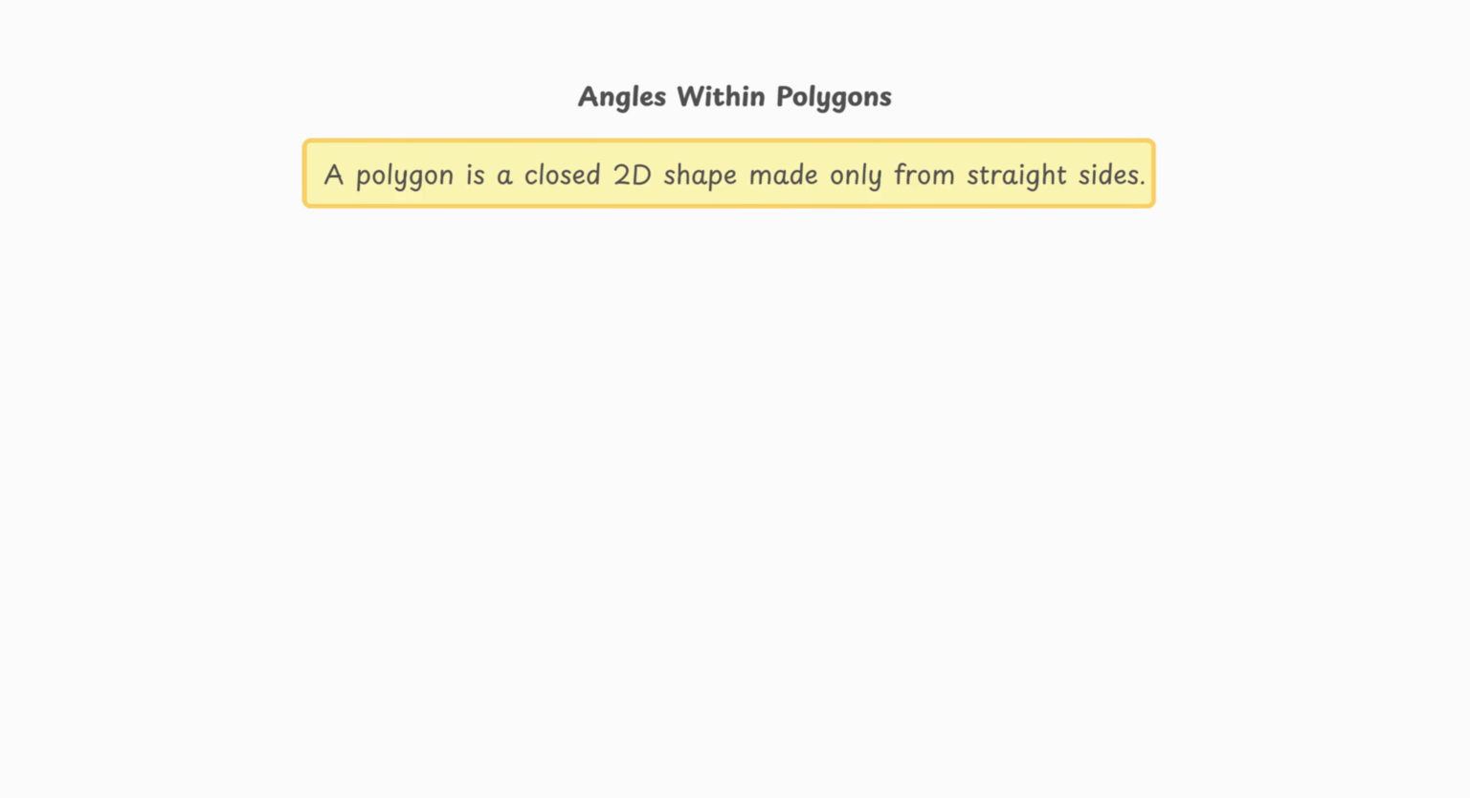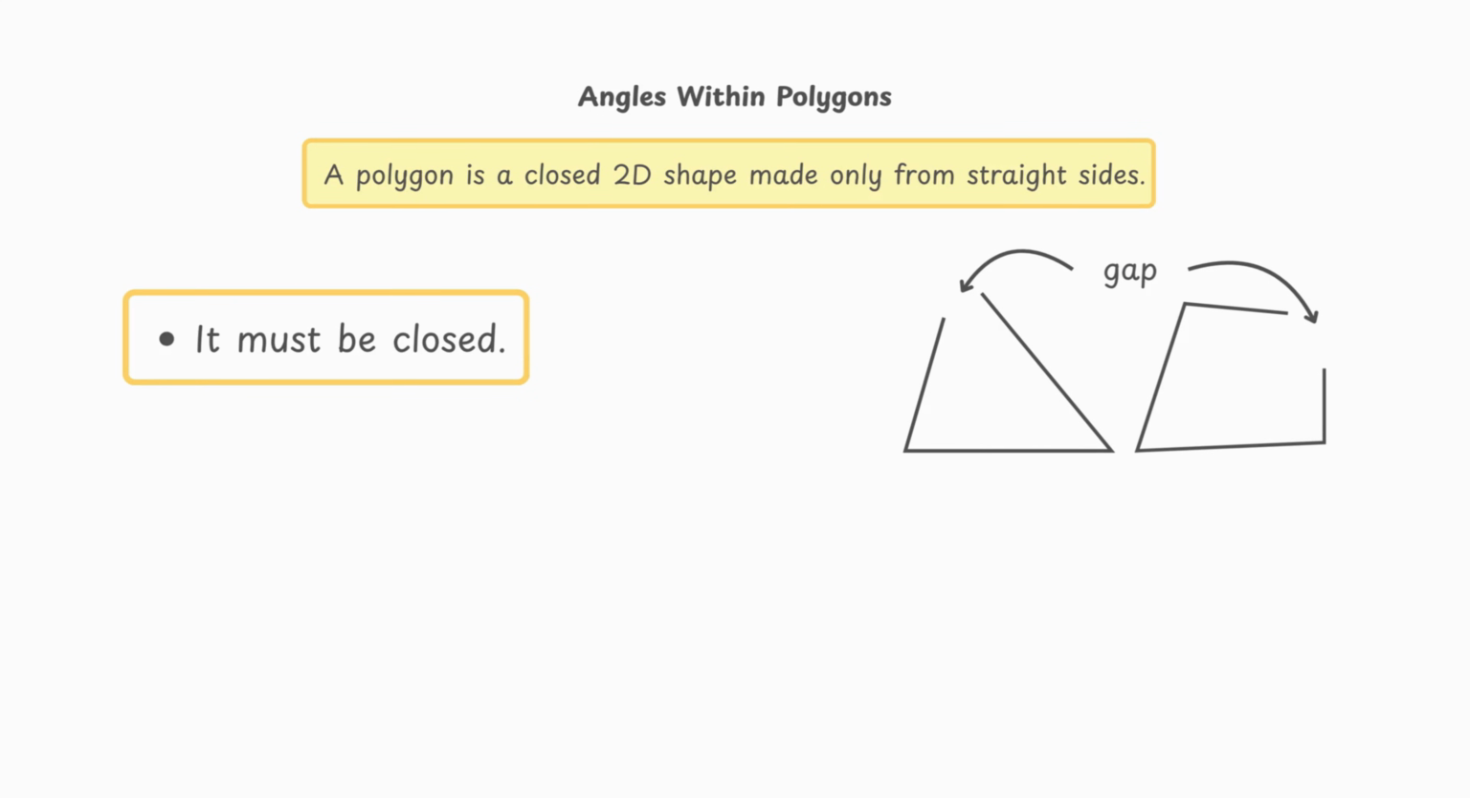A polygon is a closed two-dimensional shape made only from straight sides. Now let's break that down carefully. First, it must be closed. That means all the sides must join together with no gaps. If there is even a small opening, then it is not a polygon. You can see on the right side, shapes with gaps are crossed out. They are not fully closed, so they do not count.